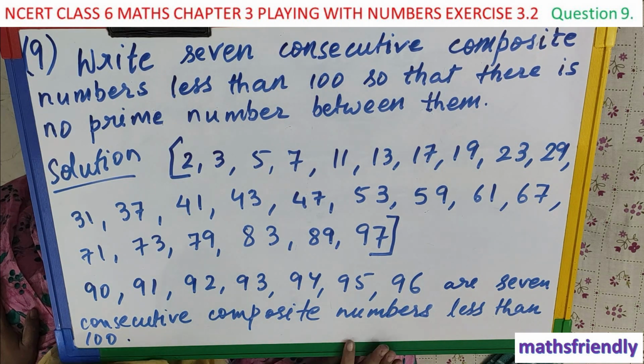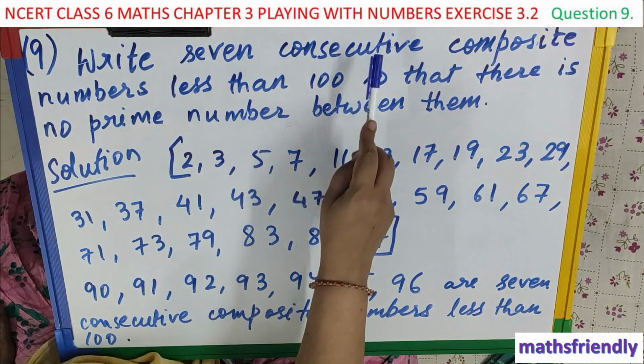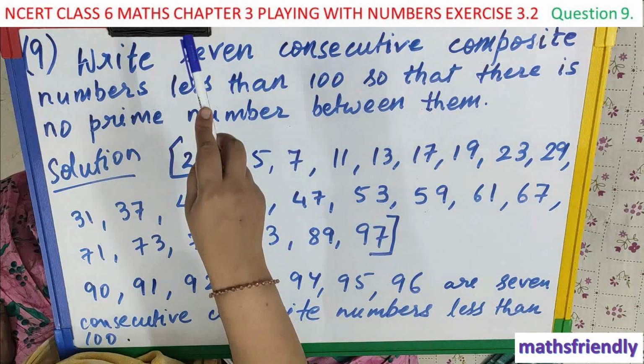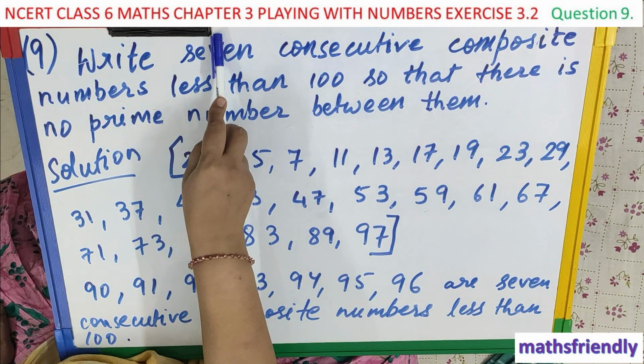So you have understood this question. In the next class we will do question number 10 of exercise 3.2 from chapter number 3, which is Playing with Numbers, from the 6th class maths NCERT book.